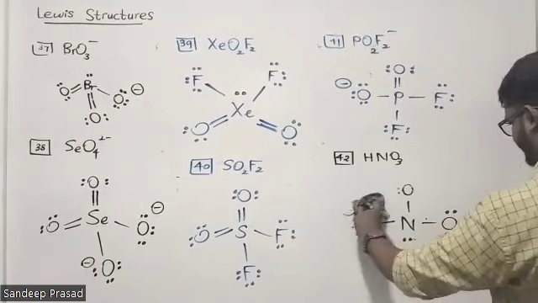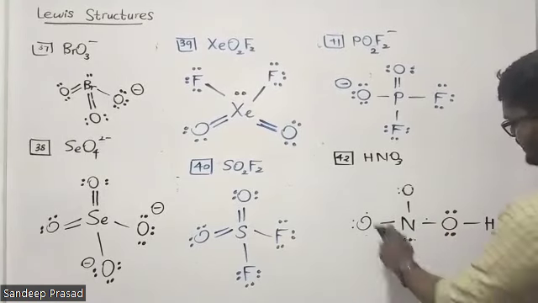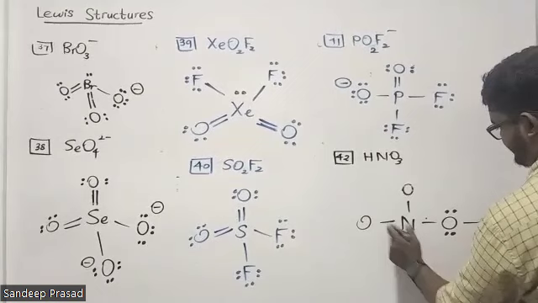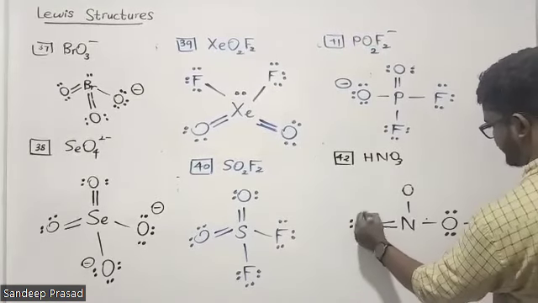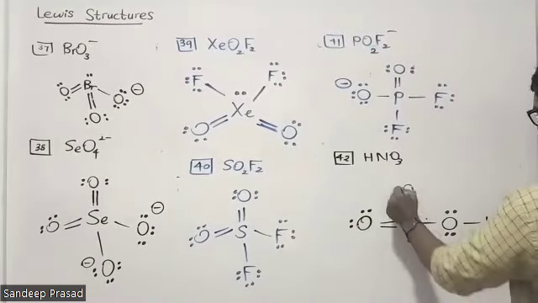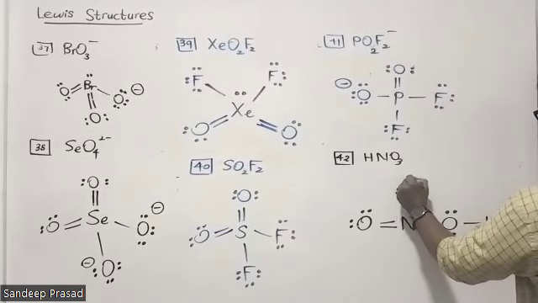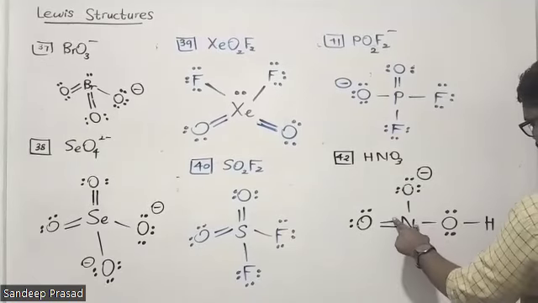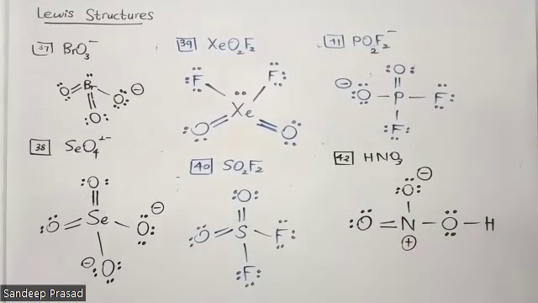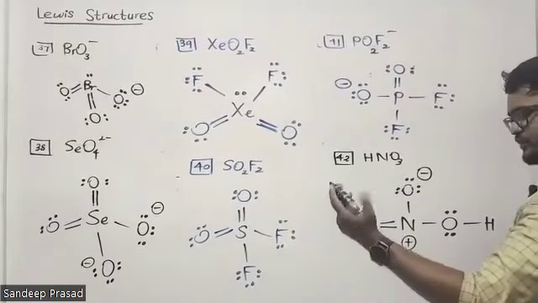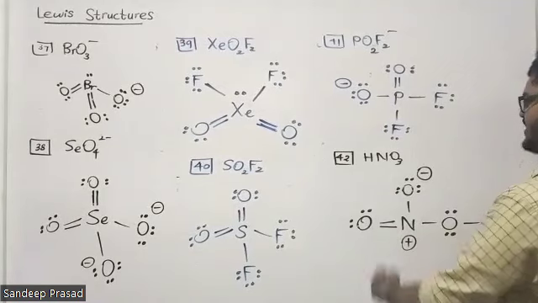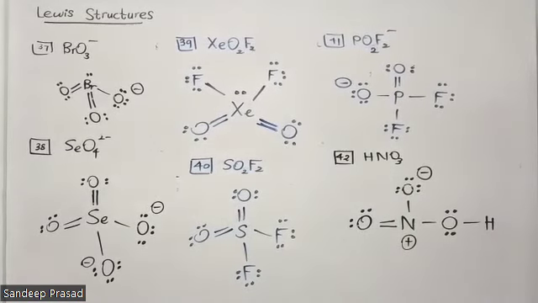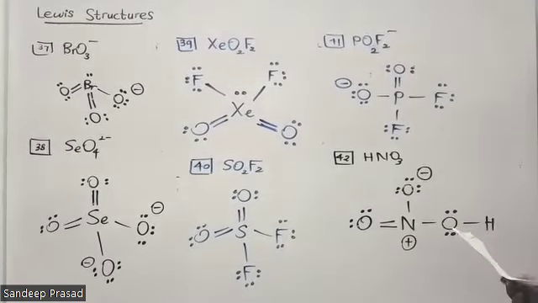Therefore, what we have to do is make a double bond between oxygen and nitrogen. Then one oxygen is neutral and the other one is negatively charged. What about nitrogen? Valence shell 1, 2, 3, 4. Then nitrogen is positively charged. HNO3 Lewis structure. Nitric acid looks like this. I think we discussed phosphoric acid, sulfuric acid. This is nitric acid. So these are frequently used acids in our syllabus.